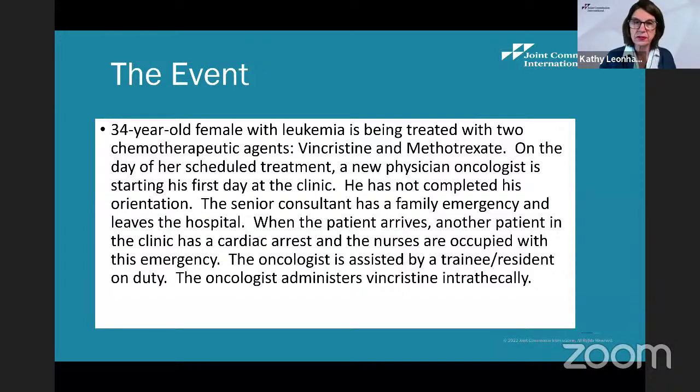Now, for those of you who may not know, vincristine is intended only for intravenous administration. When vincristine is administered intrathecally, it leads to significant complications, paralysis, and usually death. So this is our case that we're going to use. And I want you to be thinking about this and think about some of the things that happen, some of the situation that led to this event.